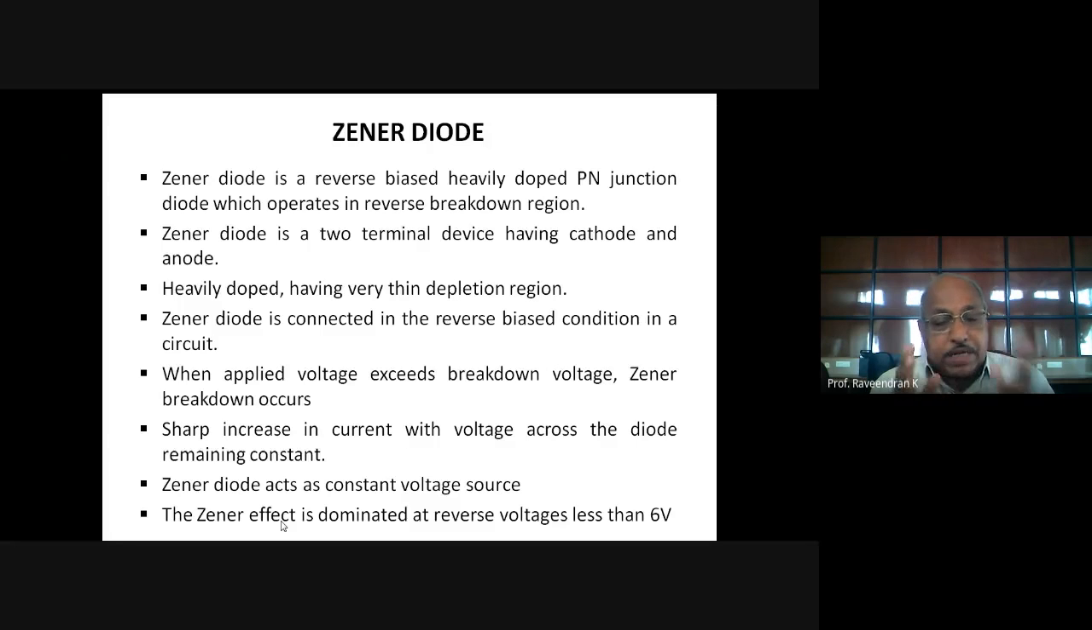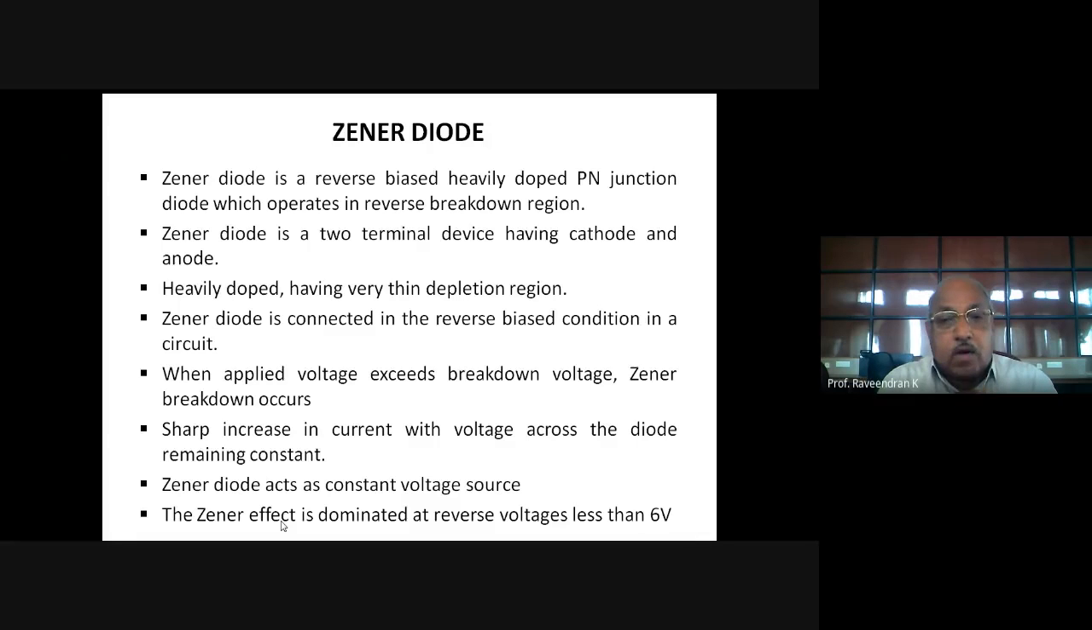So the Zener diode material, which is essentially silicon or germanium, is heavily doped with a thin junction, and that thin junction is subjected to a heavy electric field intensity that can dislodge the covalent bonds of the crystal structure at the junction.